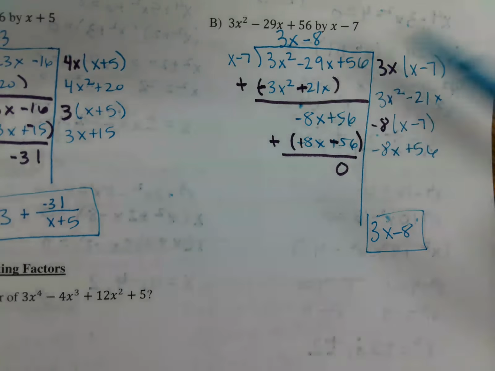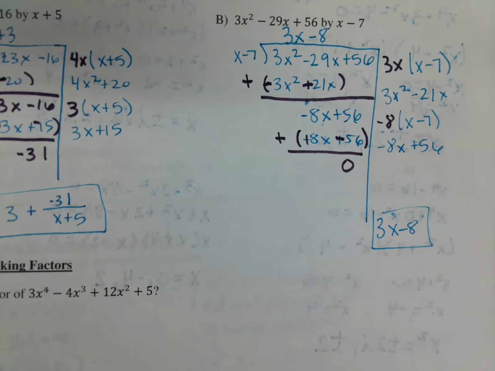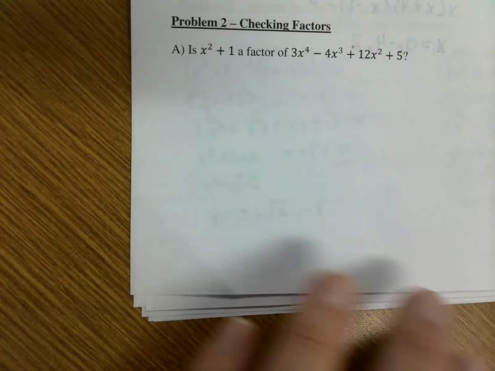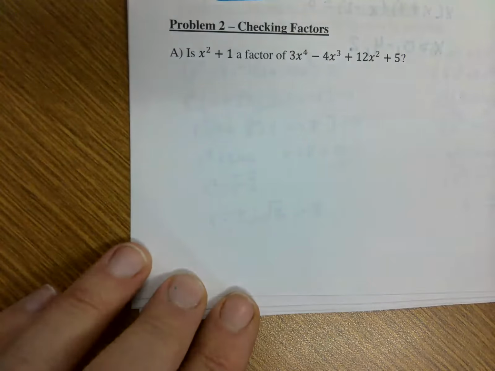So I could multiply this by something to get this. So that's what I'm looking at. There's no remainder. So for this question, I'm asking, is this a factor? So first, when I set this up, I'm going to set this in long division.